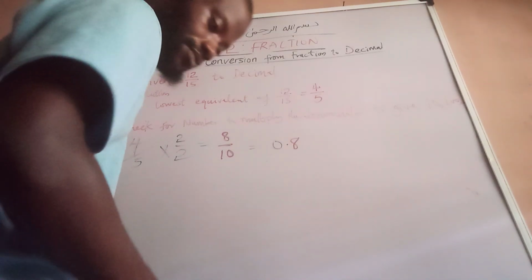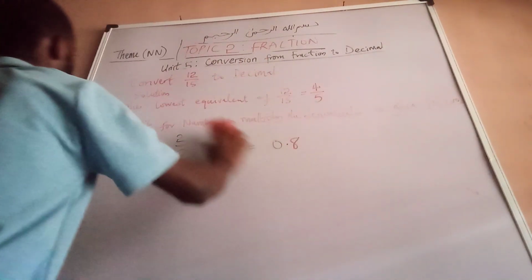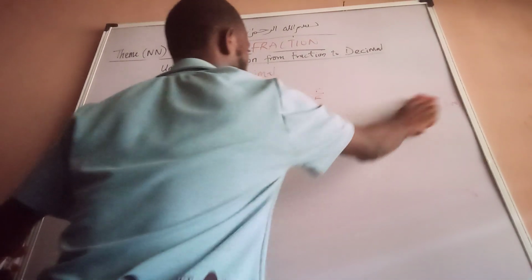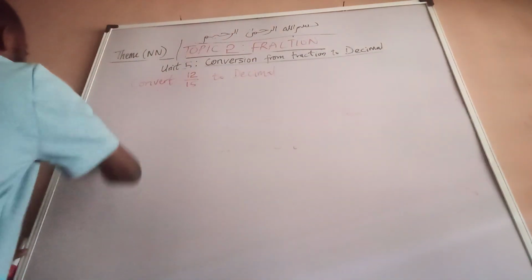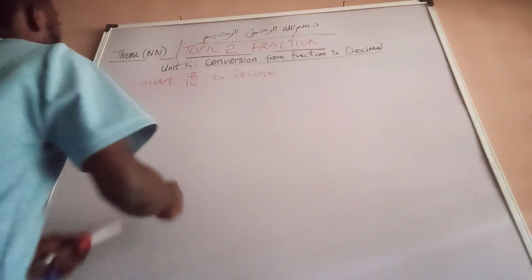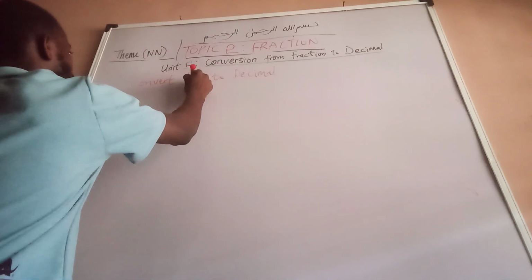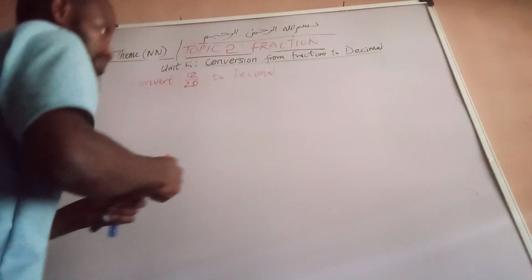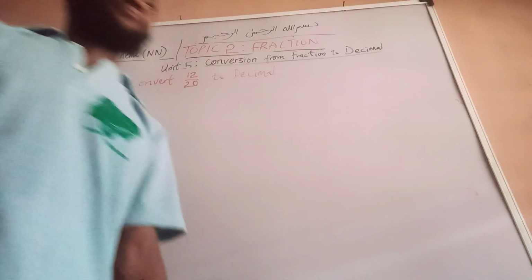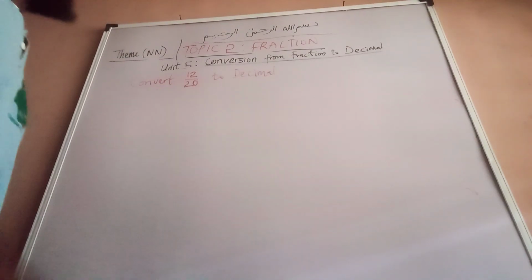Let's do another one. Convert the third one now. Convert 12 over 20 to decimal.